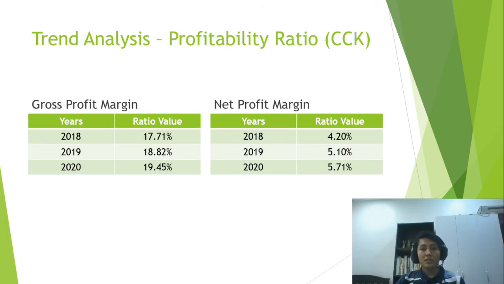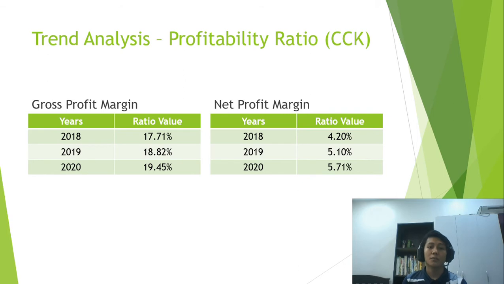The last ratio analysis for CCK company is profitability ratio. This ratio shows us the efficiency of firms to generate profit. It consists of five ratio analyses, which are gross profit margin, net profit margin, operating margin, return on asset, and return on equity. As we can see on the table, CCK's gross profit margin for the year 2018 until 2020 show good ratio performance.